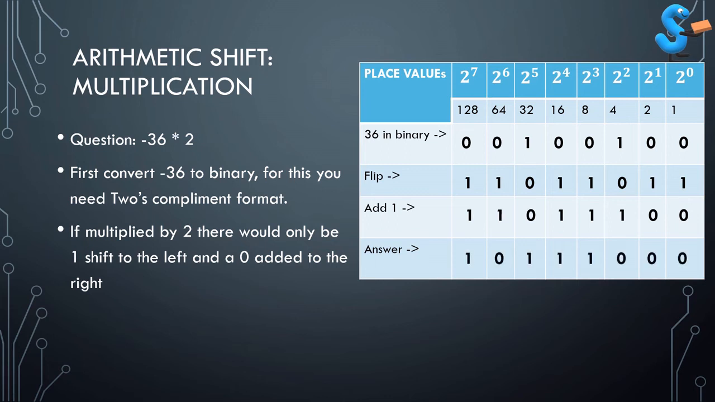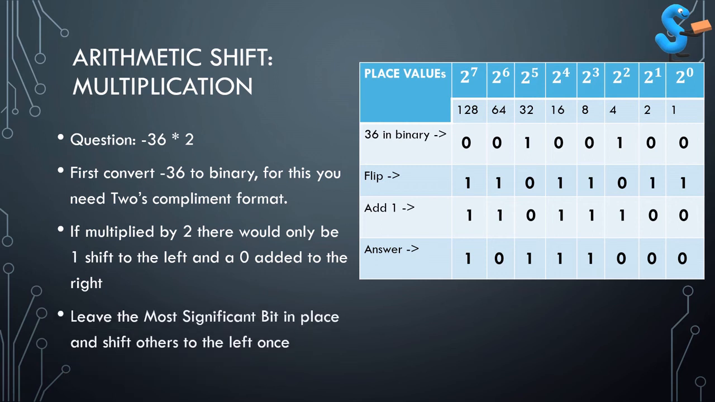This is what happens after you shift to the left and a 0 is added to the least significant bit, which is over here. If you notice, each bit has been moved only once towards the left. Another thing you need to remember: when you are shifting, you leave the most significant bit in place and then shift the others to the left once. This is only for arithmetic shift as we're dealing with signed numbers.